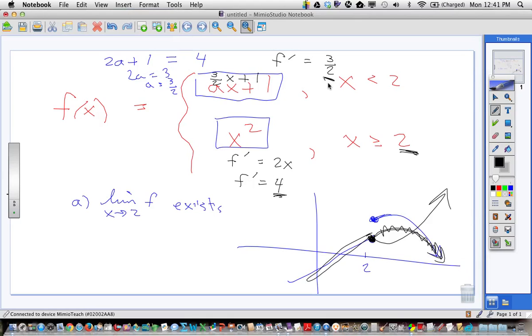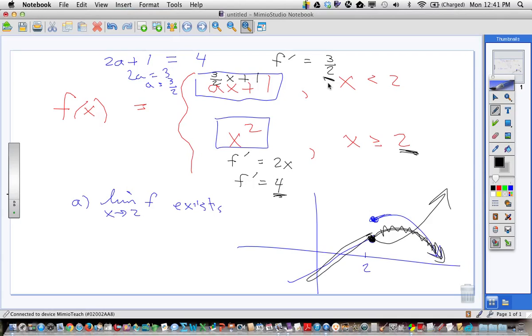That means the line has a slope of 3 halves, but the parabola, when it takes off at 2, has a slope of 4, much steeper than 3 halves. There's going to be a sharp kind of point there. The slopes are not going to be the same. So it is not differentiable.